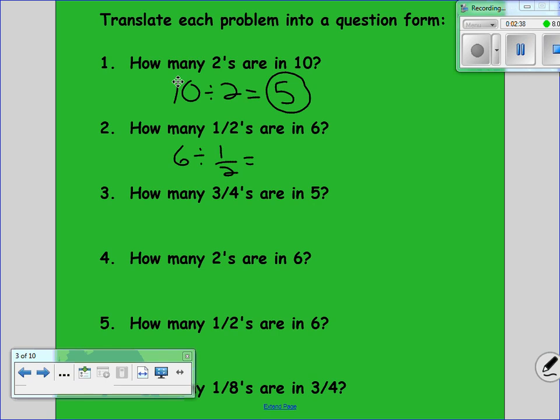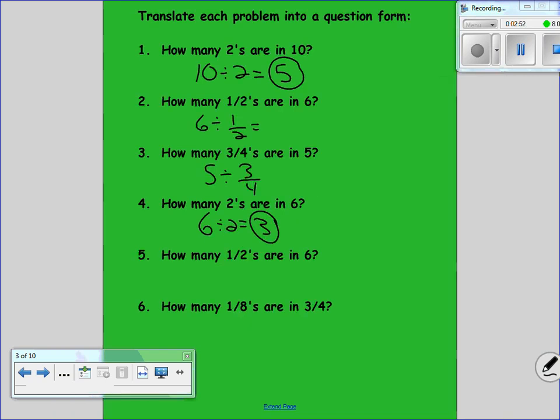I'm not exactly sure how to do that yet. Let's keep watching. 5 divided by 3/4 equals what? 6 divided by 2 equals 3. We know that one. 6 divided by half, just like number 2, equals what? 3/4 divided by 1/8 equals what?